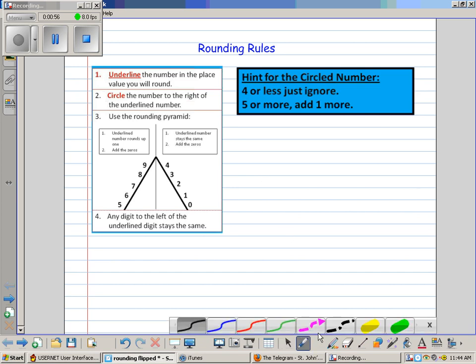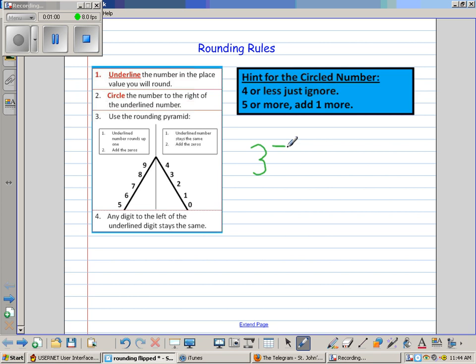The first number I'm going to put up on your screen, I'm going to round 37 to the nearest 10. So the first step, look at number 1. It says underline the number in the place value around, and we're rounding this to the tens. So underline the digit in the tens place. Circle the number to the right. So I'm going to circle the 7.